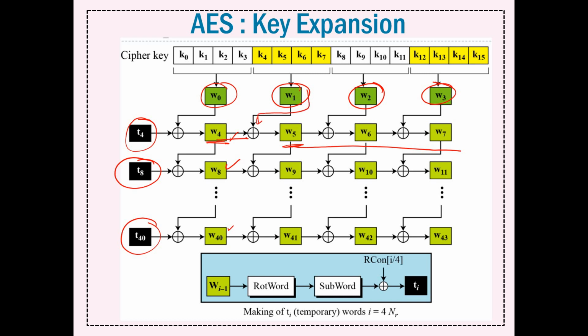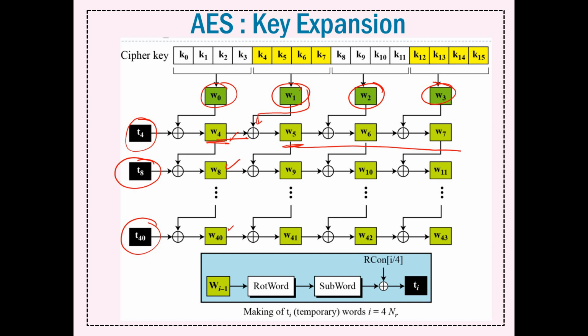Am I clear with this? So only the leftmost words are dependent on some kind of temporary word and the rest of the words are dependent on the previous word. That's how it is.